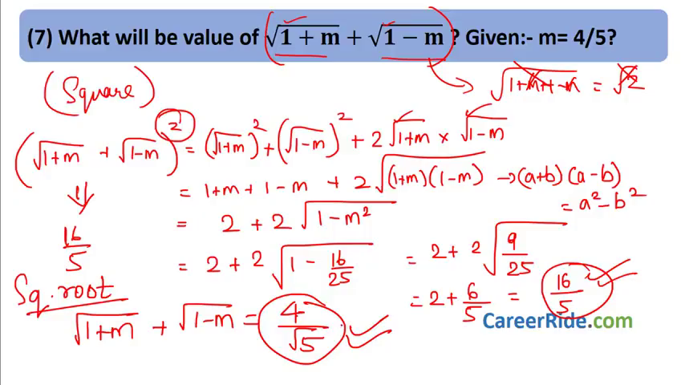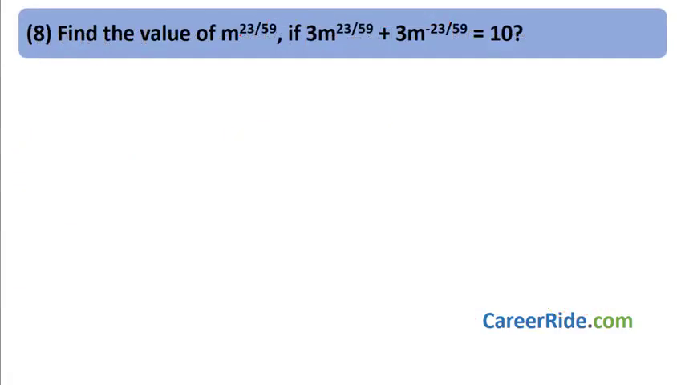Moving to question number 8. Find value of m raised to 23 by 59 if 3m raised to 23 by 59 plus 3 into m raised to minus 23 by 59 equals 10. Now you might think that this is pretty complicated, but actually it is not. It is very easy. Okay, don't go by the numbers 23 and 59 and how to solve this and all that stuff.